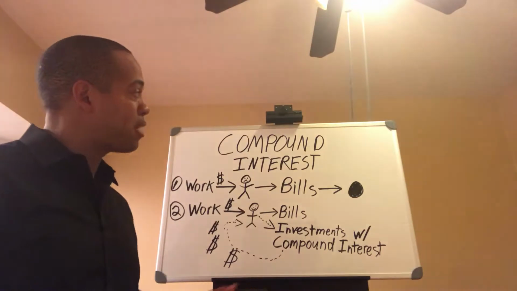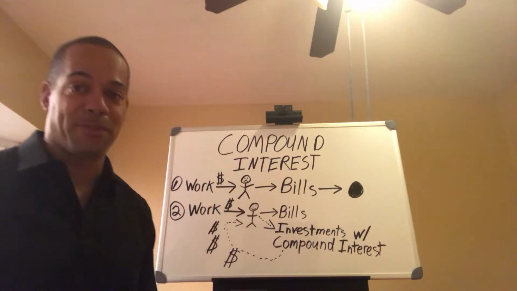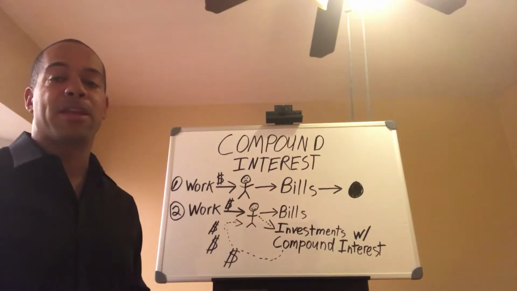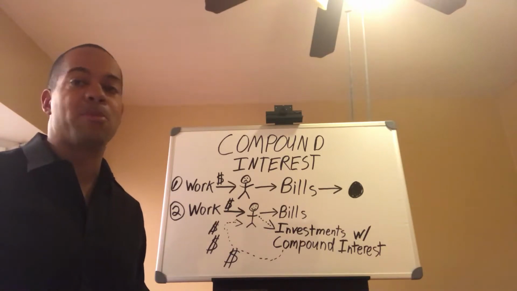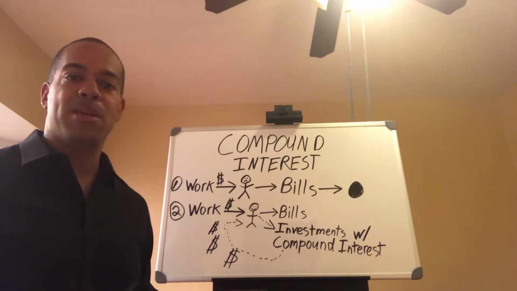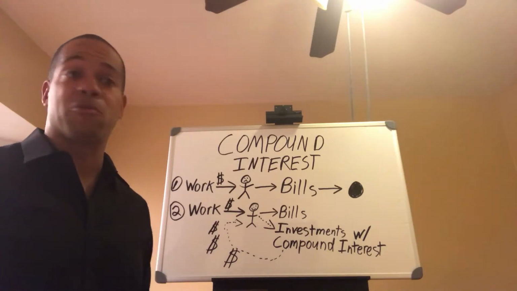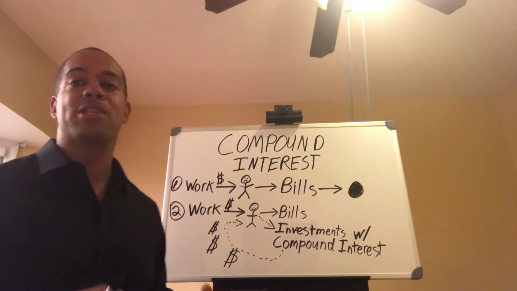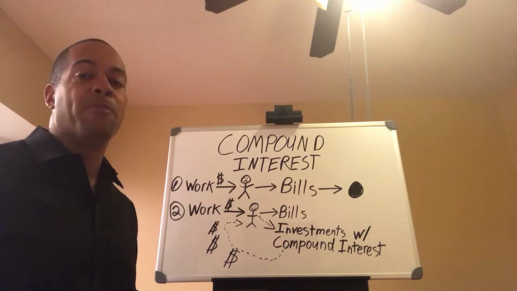Today we're going to talk about compound interest. It's not that difficult to understand. Basically, you take your money and invest it in some sort of financial vehicle. It could be a mutual fund, a stock, a CD, real estate, or a real estate investment trust. There are a bunch of different things, and they will give you a certain return on the money you put in.